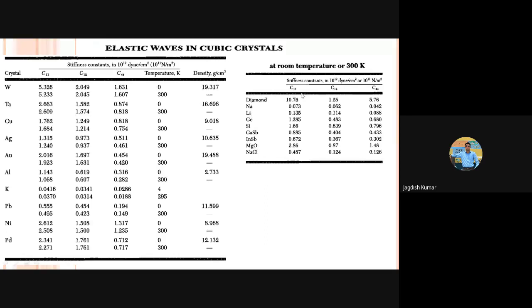Now you should see diamond. We saw that tungsten is hard, but you know diamond is harder than anything, right? You can see those signatures here: 10.76. This is almost double the value. So you can see from here that diamond is very, very hard. But there is something interesting here: C12 for tungsten is larger than C12 for diamond.